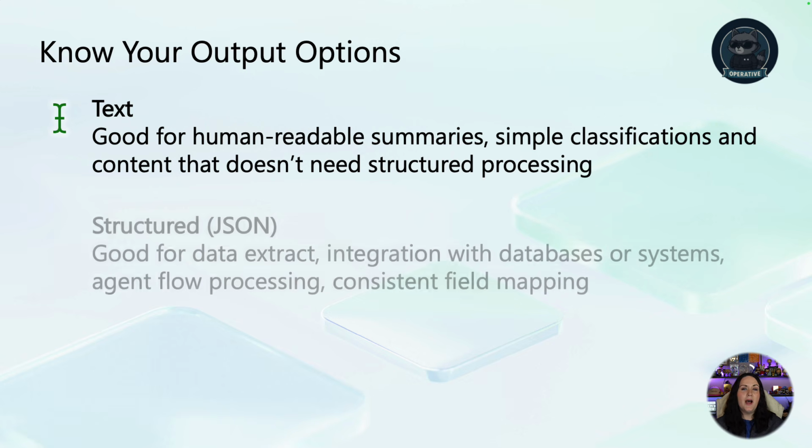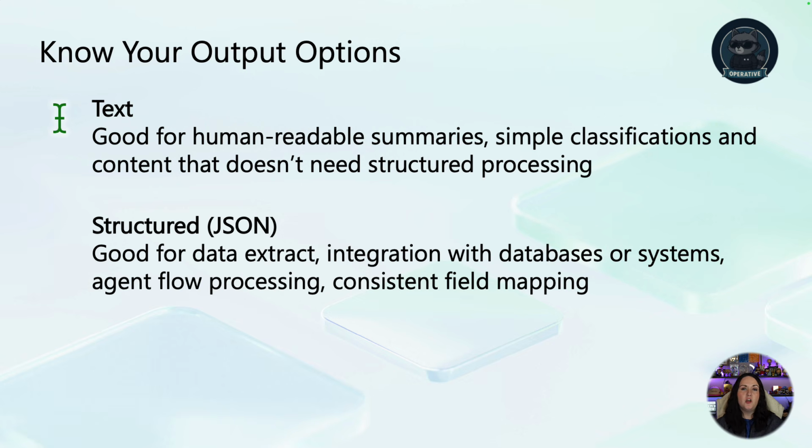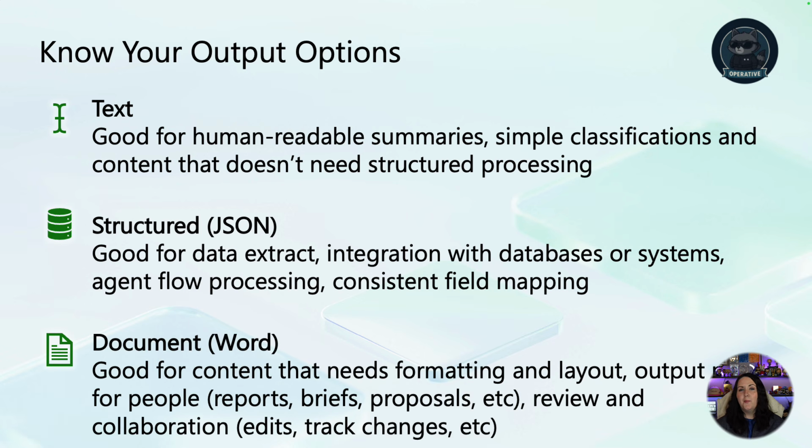But we can also output to JSON, and this is really good when we want to integrate with databases and we need a more structured output. This ensures that we always have consistent field mapping for those data integration scenarios. But what if you need more of a text output, but you want it to be structured text? That's where the document output comes into play.